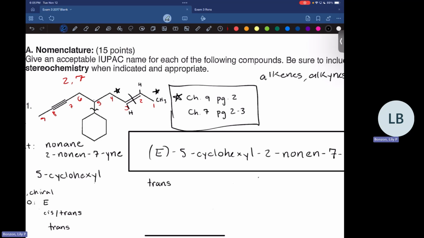Yeah, and that's only whenever the numbers are the same from either way. So if, for example, it was 2, 7, but then the other way it was like 1 and 6, then we'd go with the 1 and 6.